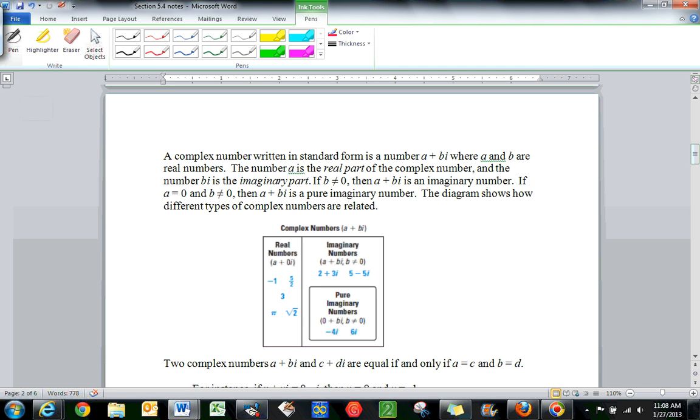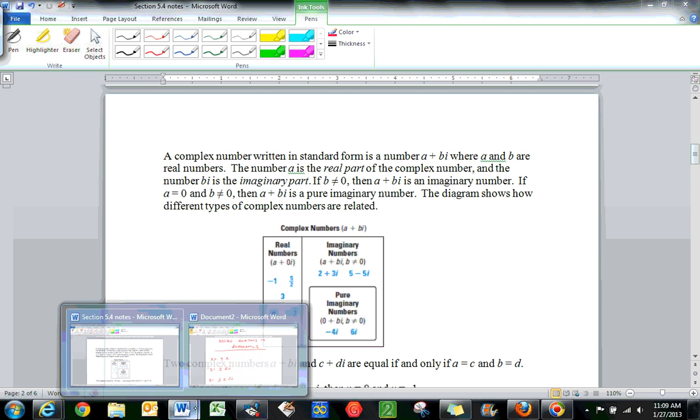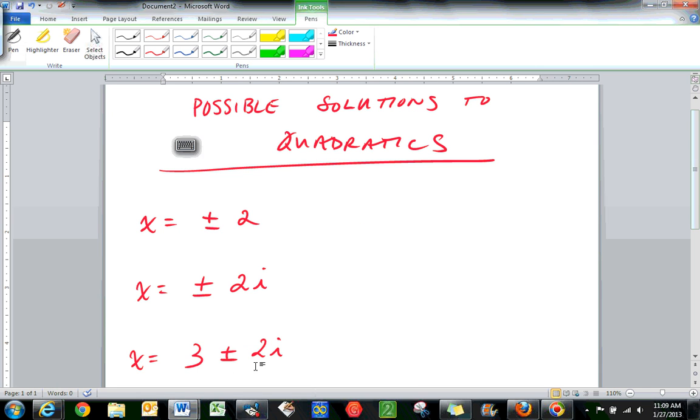Now that we've seen how the imaginary unit can help us solve quadratic equations, we need to discuss further this concept of imaginary numbers and where that's going to take us. So I'm going to go to another sheet here that I've prepared to discuss some of the possible solutions that you've seen in solving quadratics, more specifically the types of answers that you may have seen while using square roots.